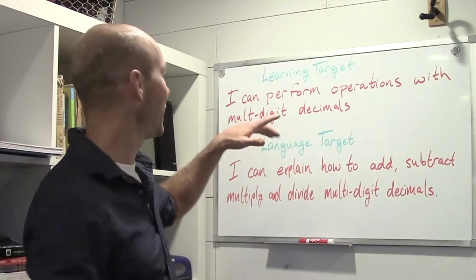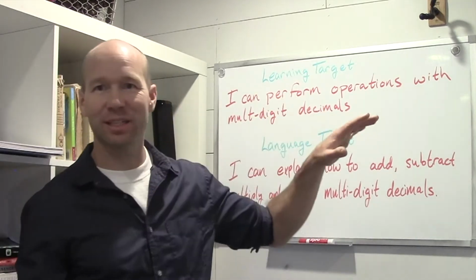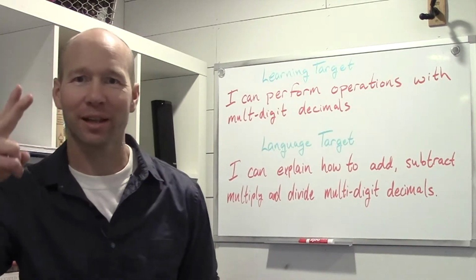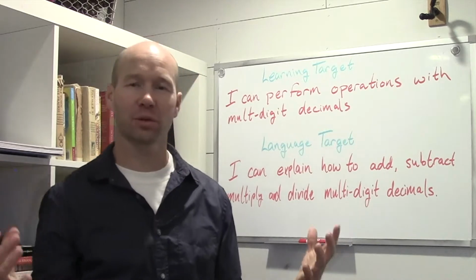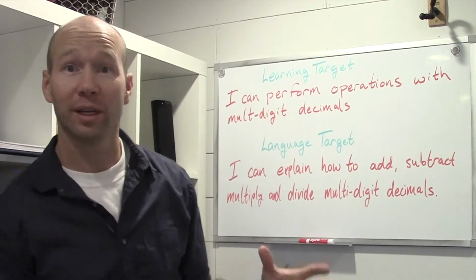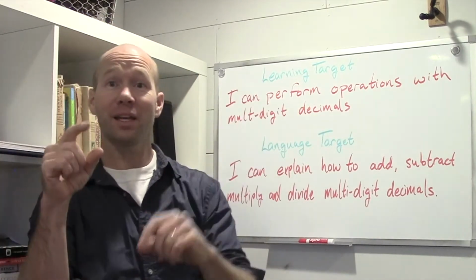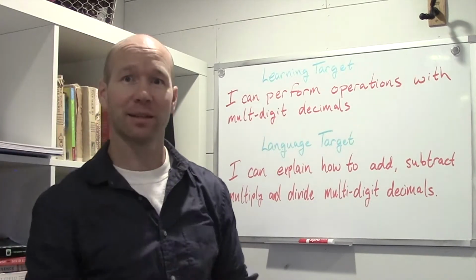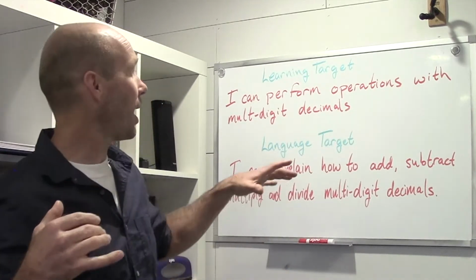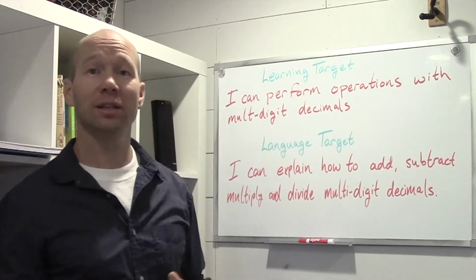Our learning target today: I can perform operations with multi-digit decimals. What does that word operation mean? Yeah, you can add, subtract, multiply, or divide. That is what we're talking about in math class when we talk about operations, the kind of things we do in math class. Multi-digit decimals: you have more than one number, and you have that decimal, that dot, somewhere in there. Our language target: I can explain how to add, subtract, multiply, and divide those multi-digit decimals.